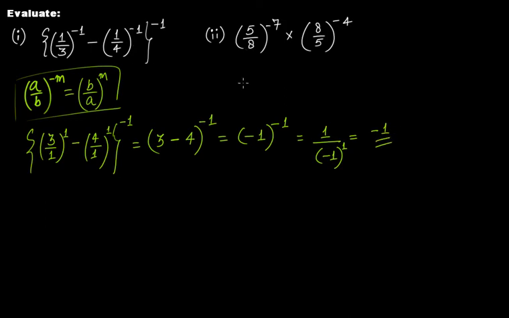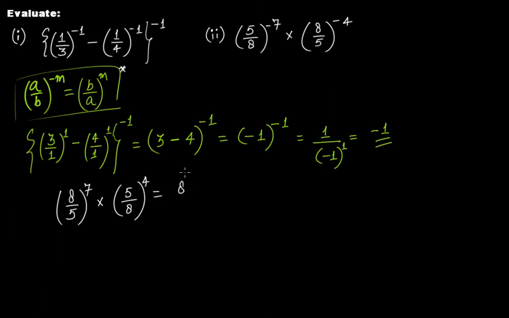In the second part, you have 5 by 8 raised to the power of minus 7 multiplied by 8 by 5 raised to the power of minus 4. Applying this to this expression, this becomes 8 by 5 raised to the power of 7 multiplied by 5 by 8 raised to the power of 4.